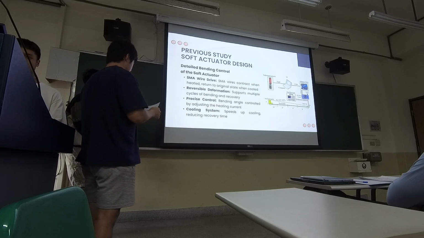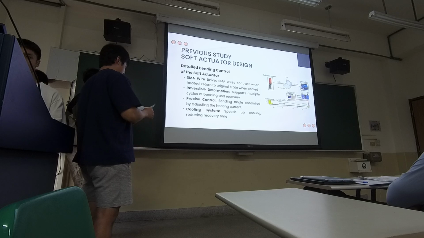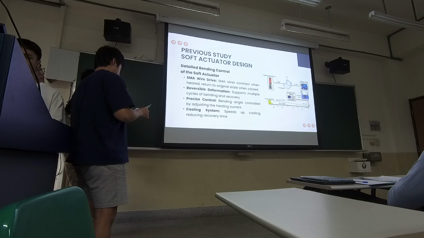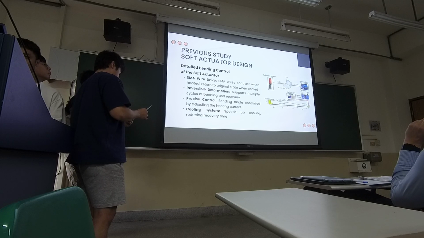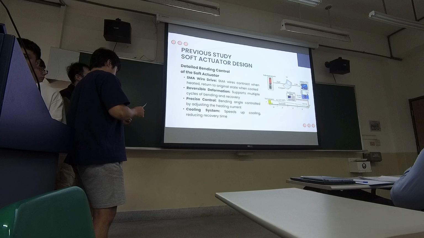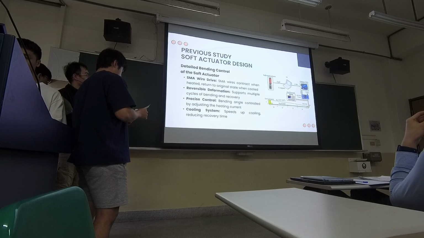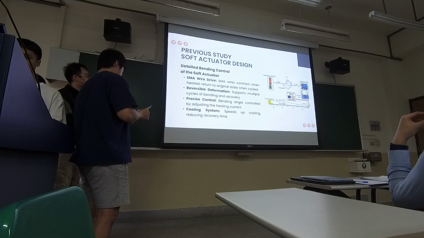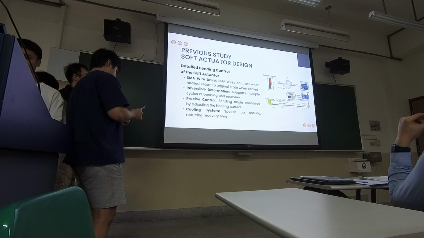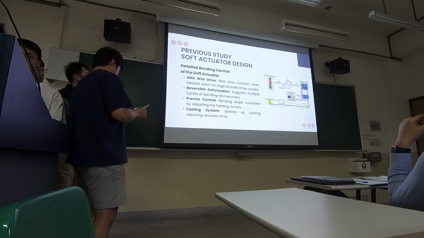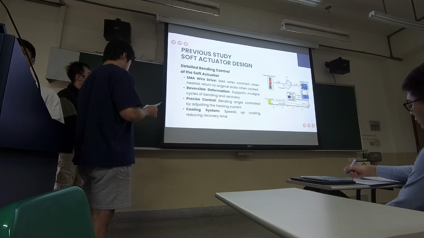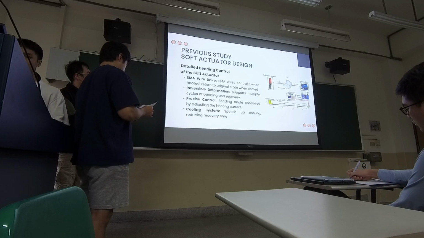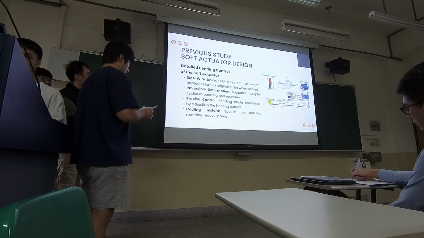The soft actuator is driven by SMA wires. When heated, the SMA wires contract, causing the actuator to bend when pulled. The actuator returns to its original shape by adjusting the heating current. The bending angle can be precisely controlled, and the cooling system reduces recovery time, improving operational efficiency.